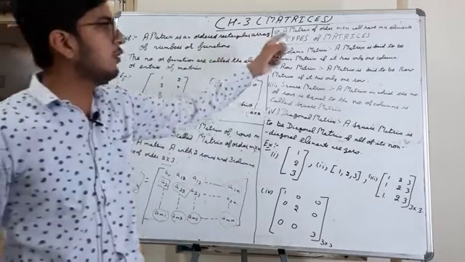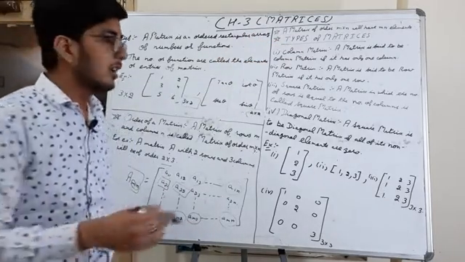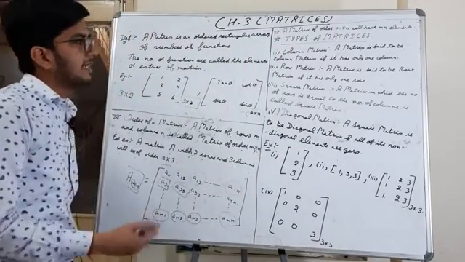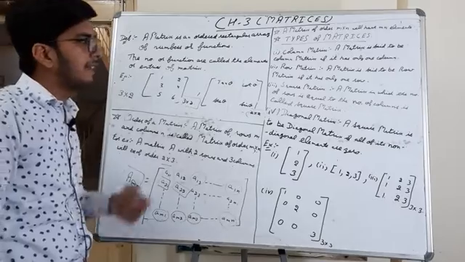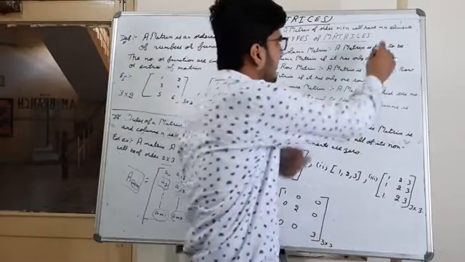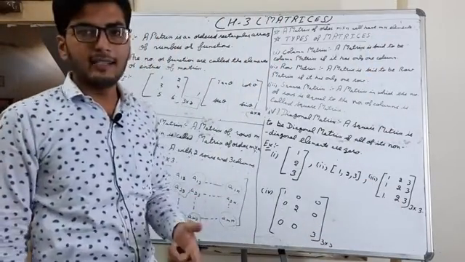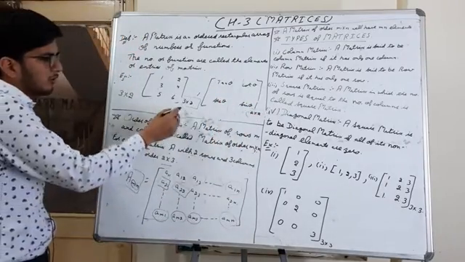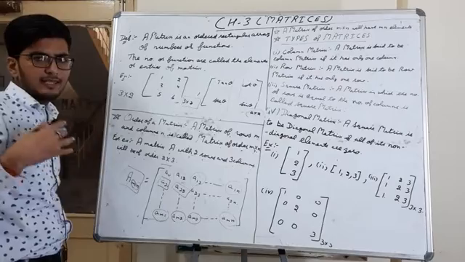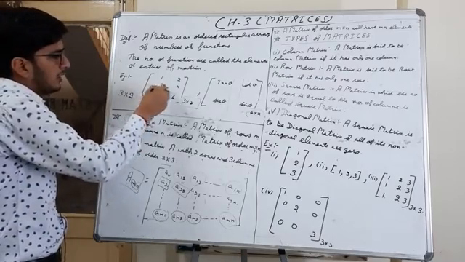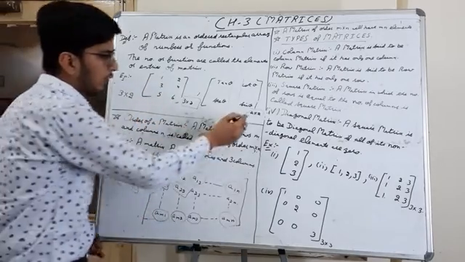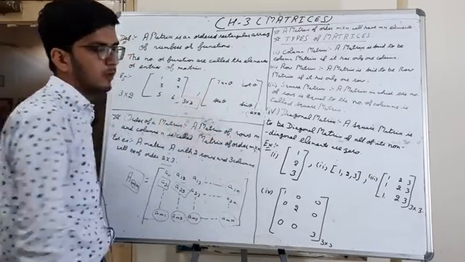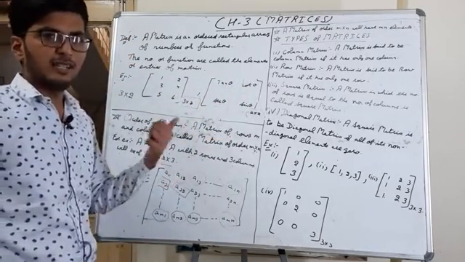Now I will tell you about the types of matrices. Before that, I have one special note. A matrix of order m cross n will have mn elements. Any matrix of order m cross n will have mn elements. We can see here also, 3 cross 2 means 6 elements: 1, 2, 3, 4, 5, 6. 2 cross 2 means 4 elements: 1, 2, 3 and 4. Right? So this is the general thing.